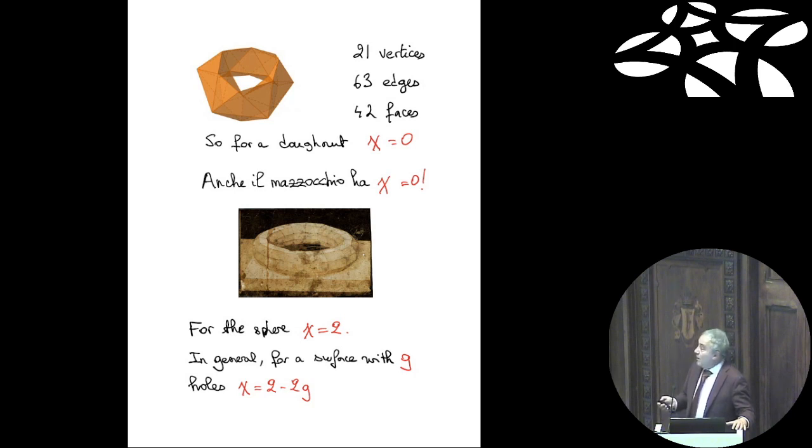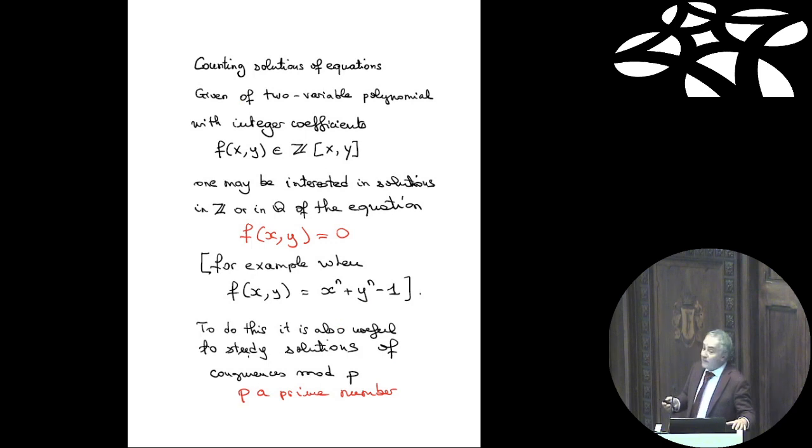Okay, so now we know what the Euler characteristic is. And now we can pass to counting. Not me, but many people are interested in counting solutions of equations. So let's take a 2-variable polynomial with integer coefficients. It's a function of 2 variables, x and y, and it's a polynomial in x and y with integer coefficients. So people are interested in such equations. For instance, this one was interesting for a long time to many people.